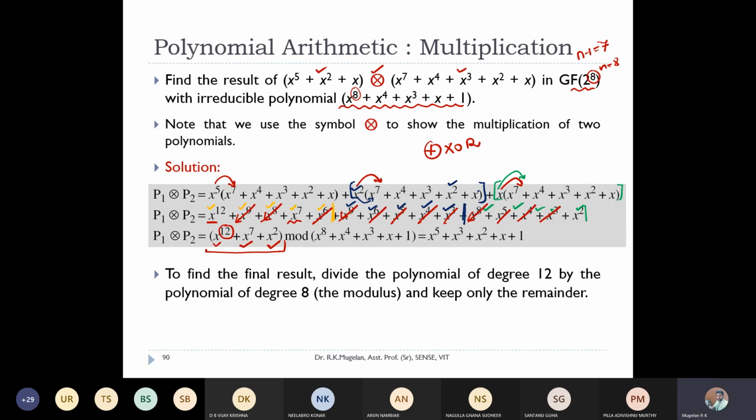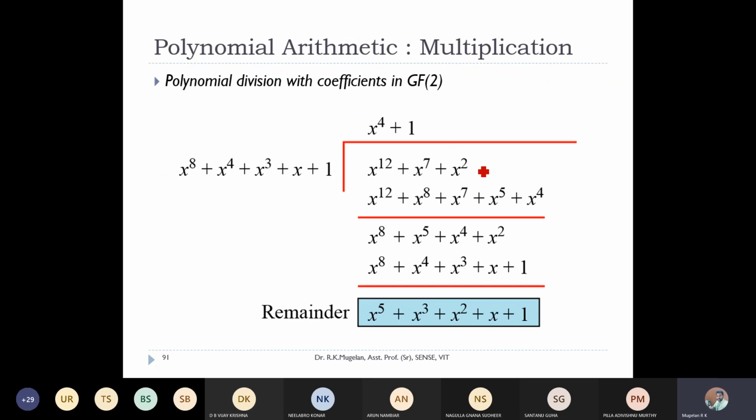So, the issue we are facing is that the final resultant we found has a highest degree of 12, but we should get only a highest degree of maximum n minus 1, which is 7, right? So n minus 1 is 7. So we have to reduce this highest degree of 12 to come below n minus 1, which is 7. For this, I am going to take a modulus of this polynomial with respect to this irreducible polynomial. So how are we going to do this? This is the final result which we got, and this is the irreducible polynomial.